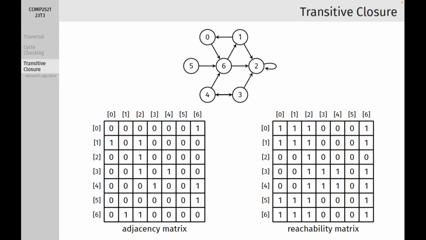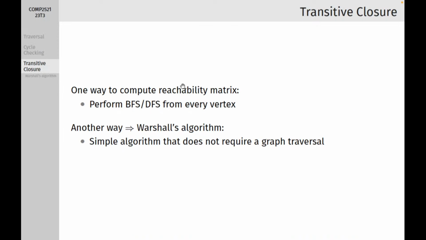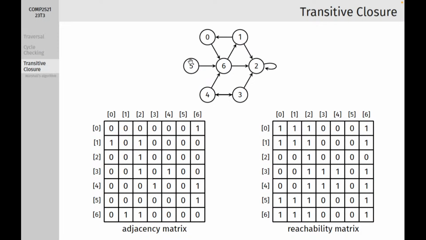All right, so here is an example graph, and on the left, I have the adjacency matrix of the graph. For example, let's look at vertex 6. Vertex 6 has edges to 1 and 2, so [6][1] and [6][2] will have a 1. And 0, 4, and 5 have edges to 6. So if we look at column 6, row 0, row 4, and row 5 will have 1s, because these vertices have edges to 6.